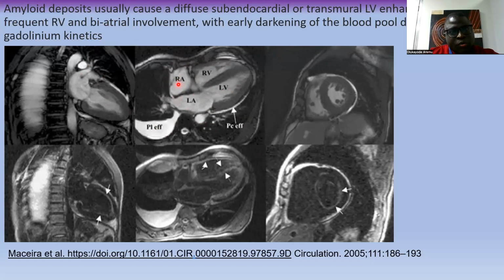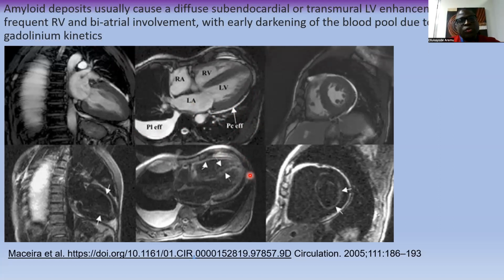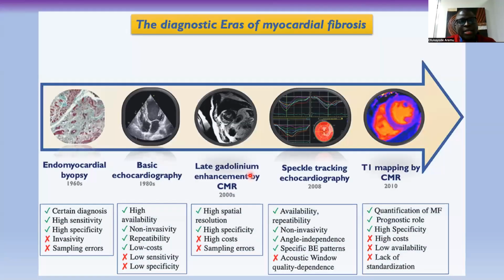Just of interest, in this particular four-chamber view, you see a pronounced pleural effusion here, and then you can see the pericardial effusion that we found is enhanced. So that is the work of amyloid deposit. It gives a diffuse subendocardial or transmural LV enhancement, which comes with frequent RV and biatrial involvement. Okay, all right. So that is LGE.